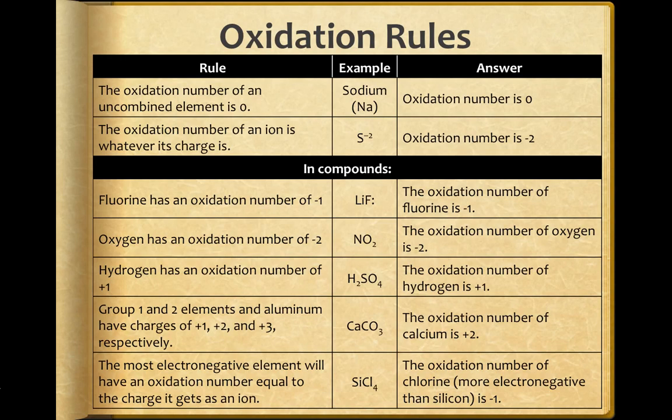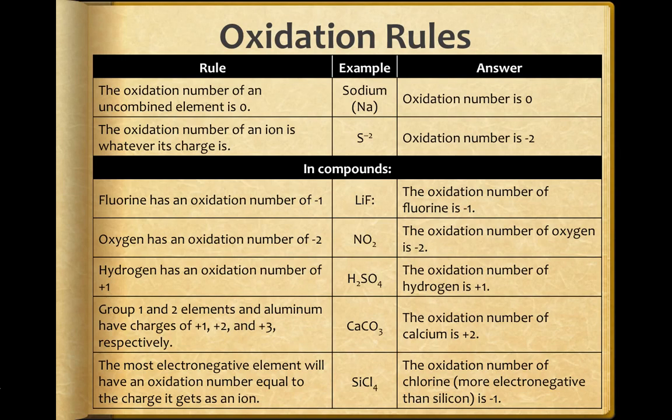Well, what happens if I've got something like silicon and something like chlorine? Those are not group 1, group 2, group 3. We haven't mentioned those. This is the part that you have to remember. The most electronegative element will get an oxidation number equal to its charge. So for instance, chlorine always has a -1 charge. Chlorine is more electronegative than silicon, so chlorine will have a -1 oxidation number.